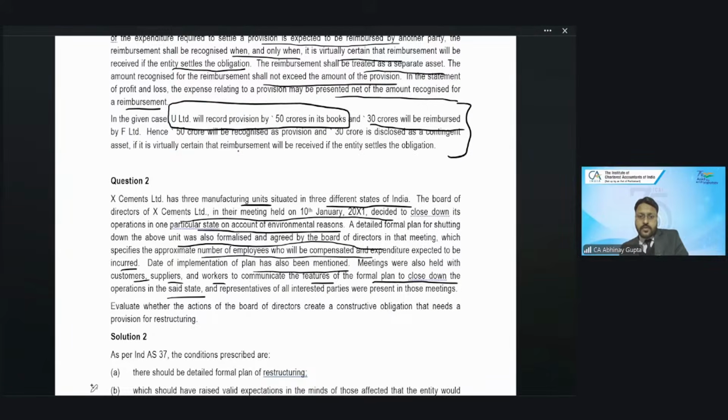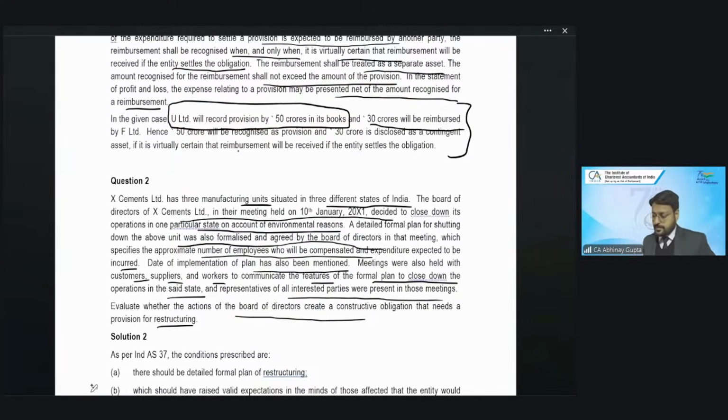The representatives of all interested parties were present in those meetings. Evaluate whether the actions of the board of directors create a constructive obligation that needs a provision for the restructuring. What do you think? So the question here is whether a restructuring provision needs to be recorded in the books of account based on the above facts or not.